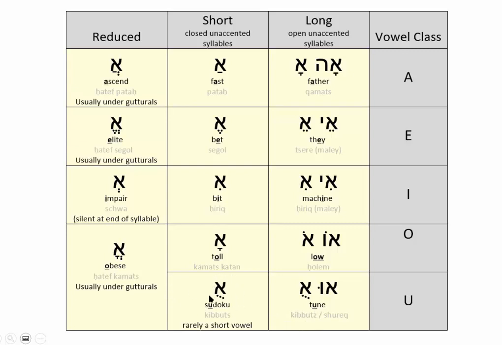Like I said, this same vowel kibbutz can be used for short vowels, for a short oo sound, although it only shows up maybe 10% of the time representing a short vowel. Nevertheless, when it is a short vowel, it's produced more quickly, like the u in Sudoku.